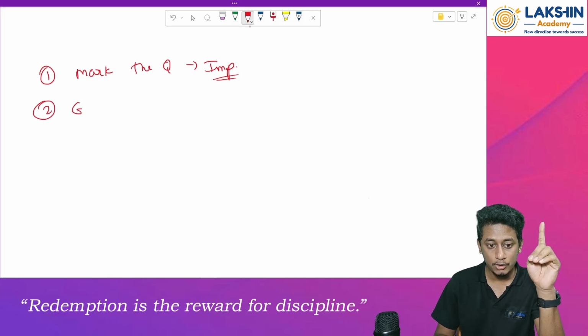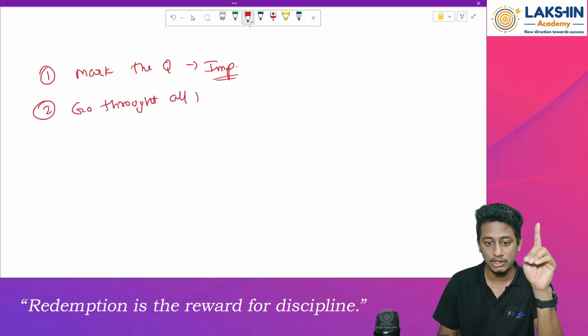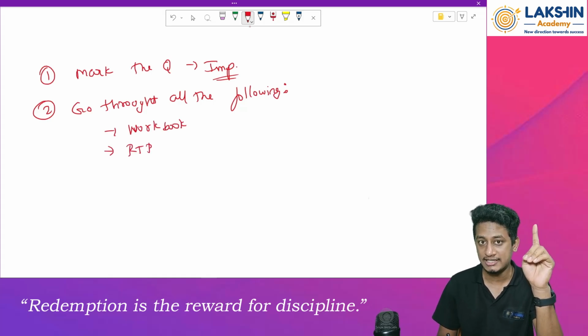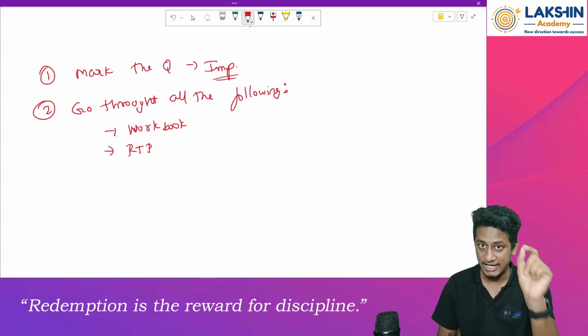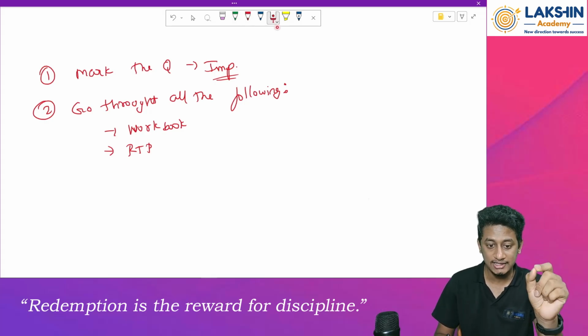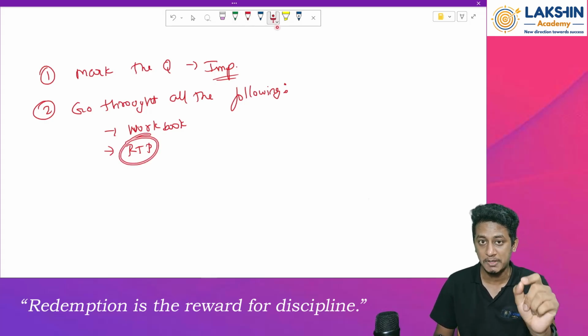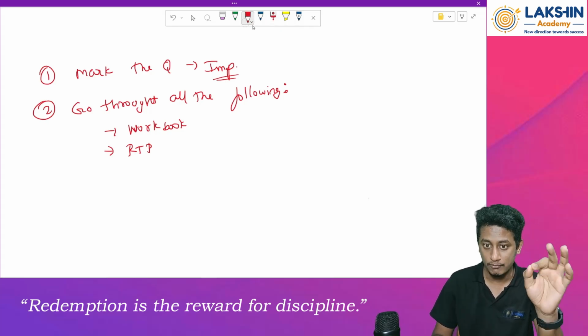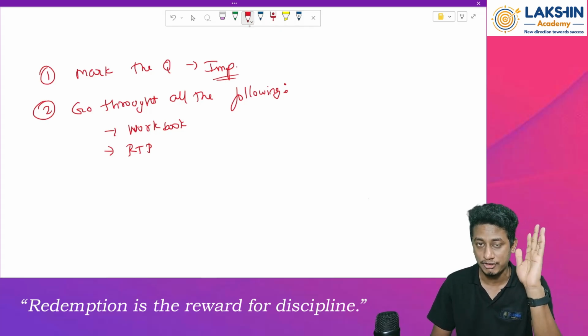Second step, once your study material is done, go through all of the following. Whatever workbook we provide you, then whatever RTPs are released by ICAI for your attempt. That is the revision test paper for every attempt. One RTP will be released for one subject. So go through that, because the RTPs will have some beautiful questions to solve.